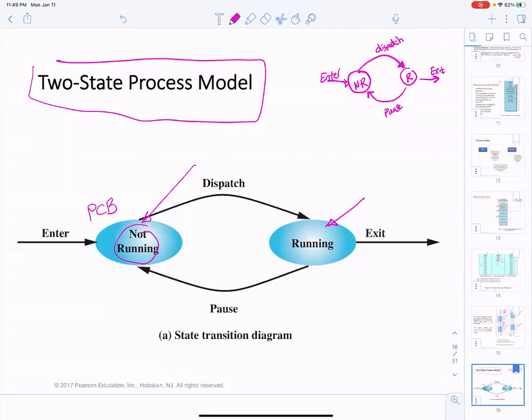So this is a very simple state diagram to describe the behavior of a process, because not necessarily that if we have a process, the process could be only in a running or not running state. So keep in mind that this is just a simple model. Later on, we will add more complexity to the model. But if you would like to monitor the behavior of the processes and how the processes switch between a running and not running state, the basic model is the two-state process model.